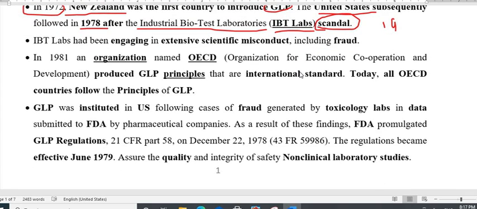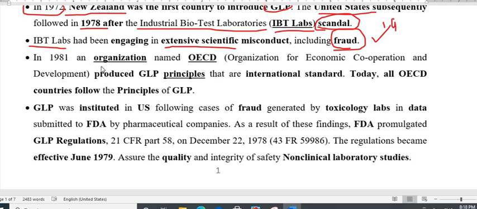So what was actually the problem? The IBT lab was performing extensive scientific work that was actually fraud. The results were set aside, and whatever the other company wanted, they produced the result accordingly. So that was the problem, and that became a fraud. Thereafter, in the year 1978, the United States introduced this concept of GLP.